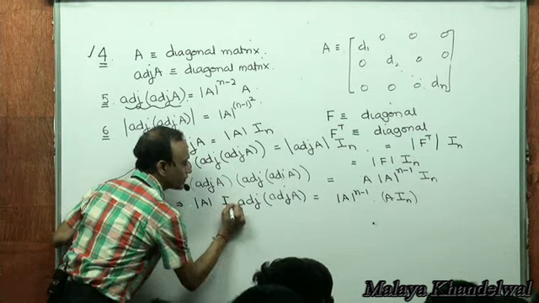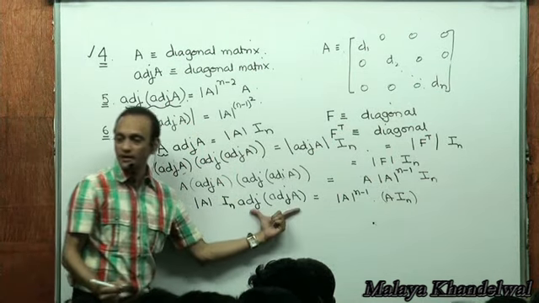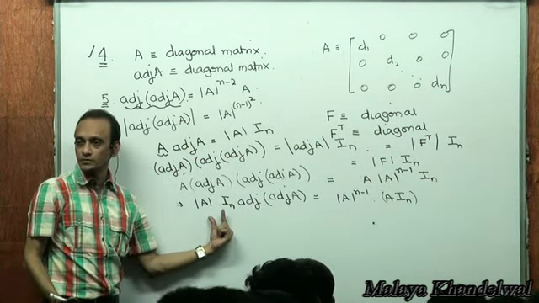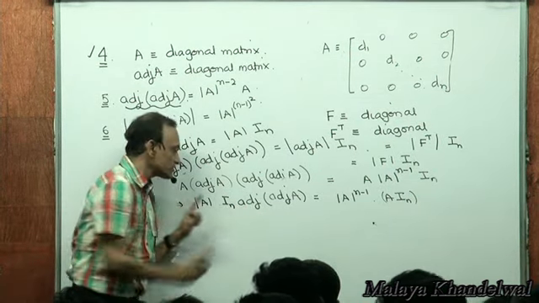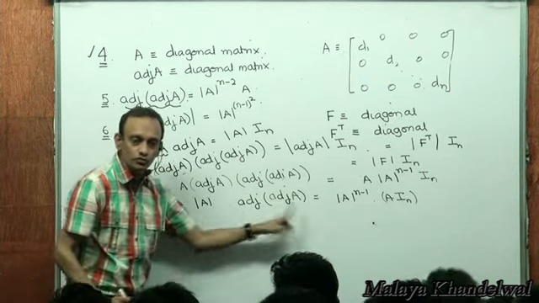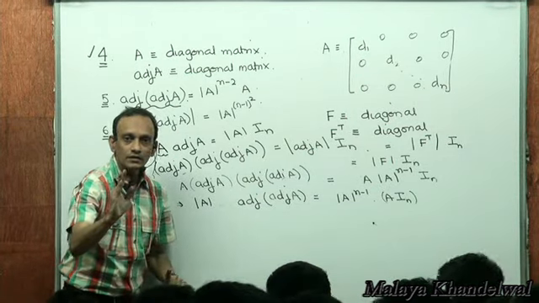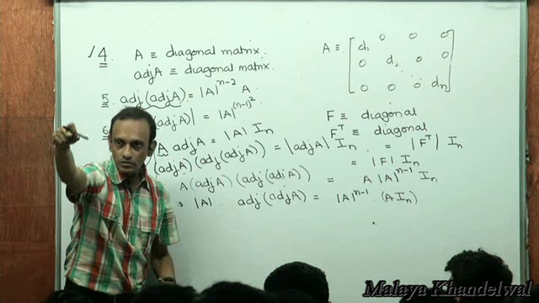And I_n, the identity matrix, into a matrix is that matrix, isn't it? I_n into a matrix would be that matrix, isn't it? So I_n into this will be this. Have I confused you? Confused, huh?